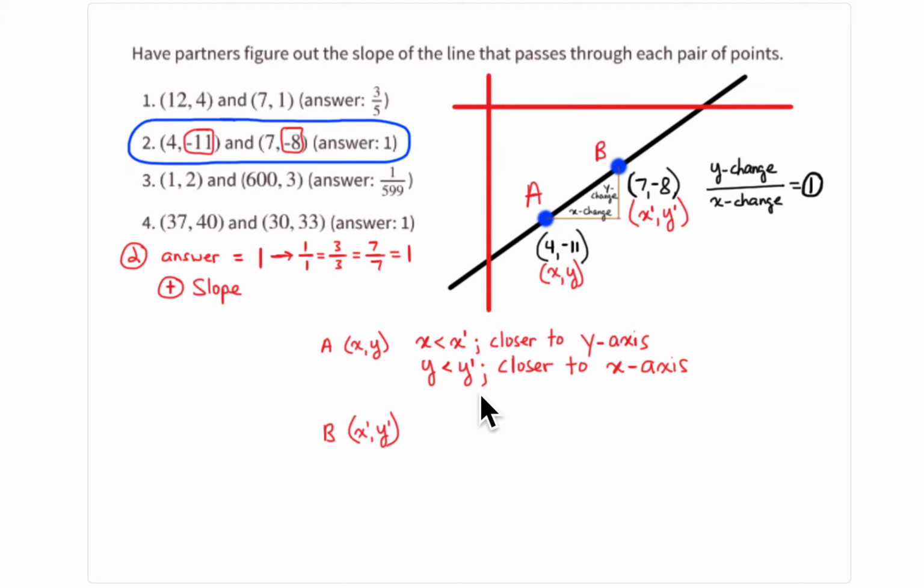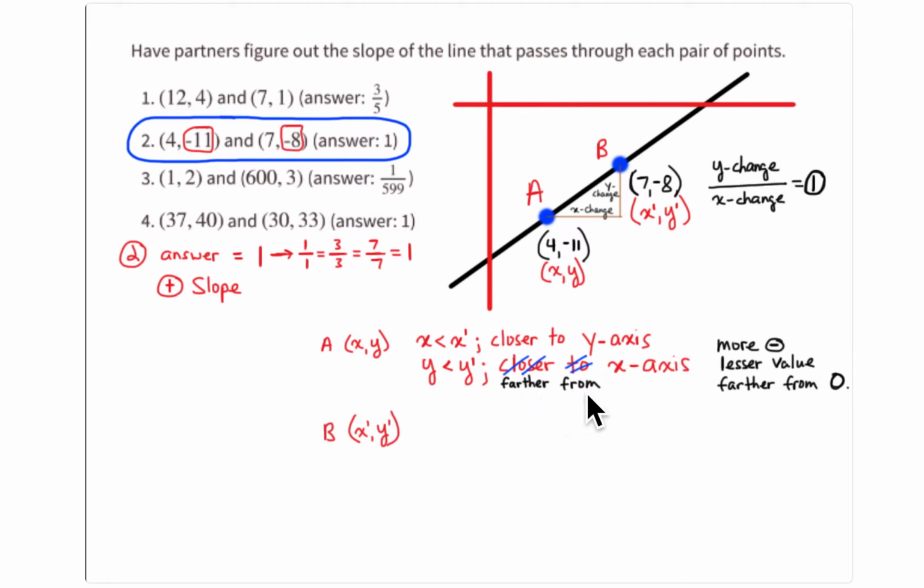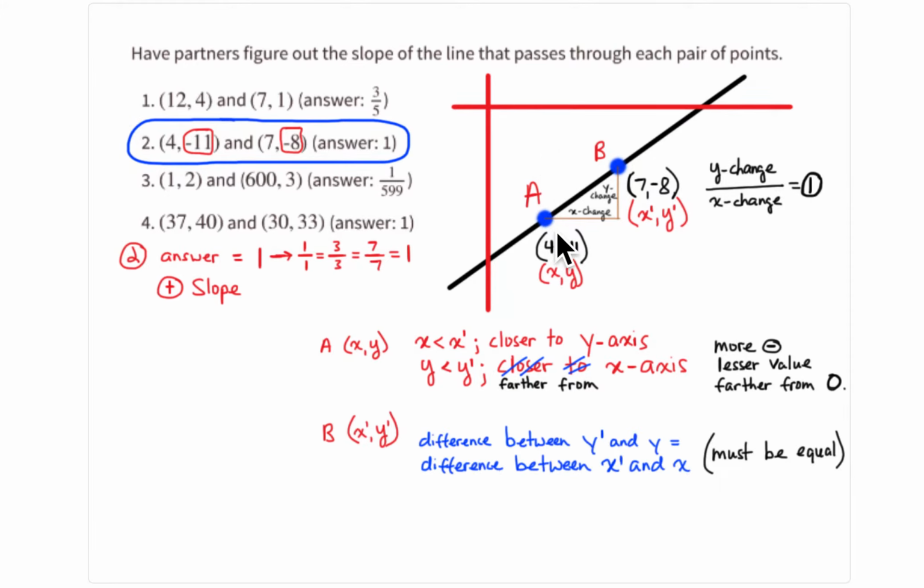So y is still less than y prime, but it's not closer to the x-axis. It's actually farther from the x-axis because it's moving in the negative direction. So that's something to think about, just getting more and more used to thinking about positive and negative numbers. So the more negative, the lesser the value, the farther from 0. So x is still less than x prime, y is still less than y prime, but now you have to think about that it's moving farther from the x-axis because it's more negative. The difference between y prime and y is equal to the difference between x prime and x. They must be equal because the slope is 1.